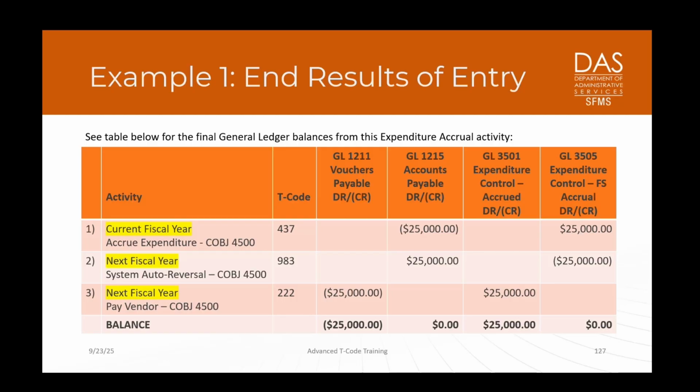So we'll only be reporting the expenditure for fiscal year 25 financial statements, even though we're not making the payment to the vendor until fiscal year 26.